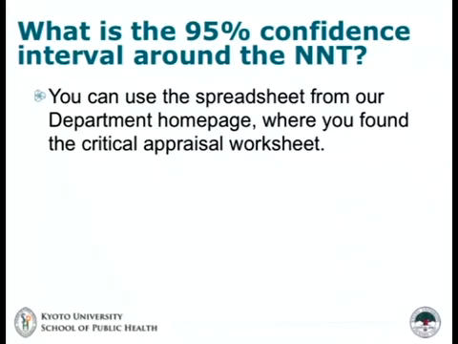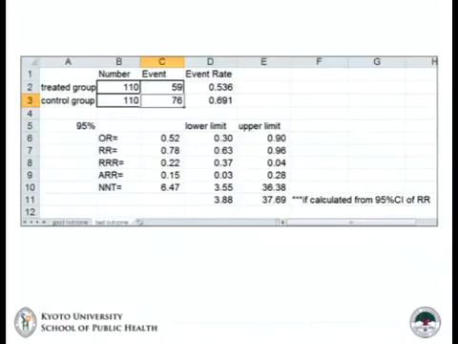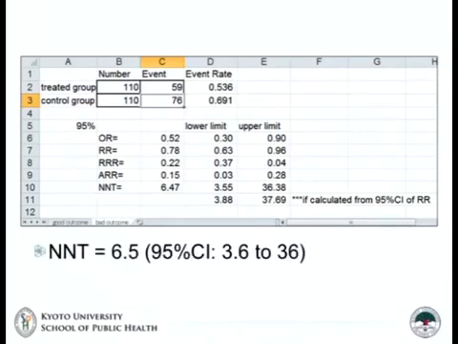The calculation is a bit complicated, so you can use the Excel spreadsheet from our department homepage, where you found the critical appraisal worksheet the last time around. Here it is. By entering the 4 numbers into the thick black lined cells, you can get the NNT and its 95% confidence interval instantaneously.